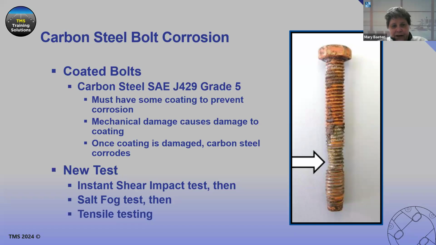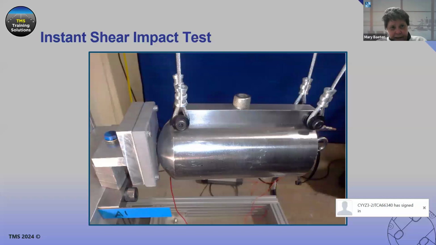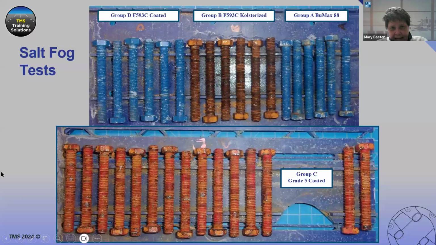So we decided to do another test: we would do the instant shear test we just showed you, then run these bolts through the salt fog test, and then do tensile testing to see if we have any loss of material or loss of strength. Next. So here's the instant shear impact test. Next. And this is our salt fog test.